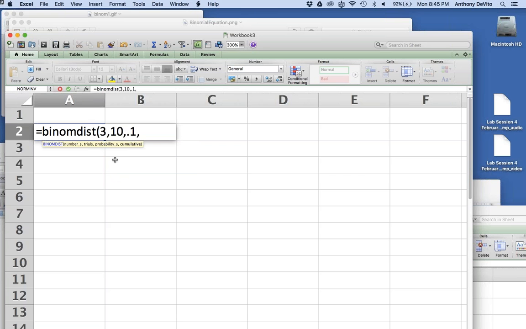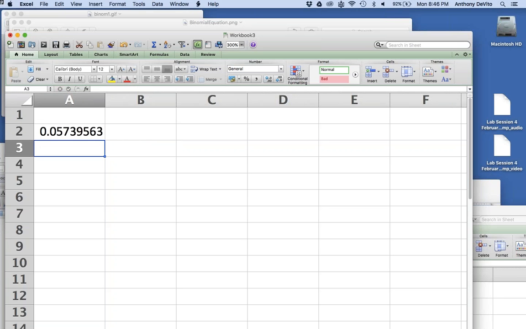Now, true and false here means something. I asked you before, what's the probability of exactly 3 people having diabetes? So I don't want a cumulative. Cumulative is going to give me the probability that 3 people, or 2, or 1, or even none, all added together, all probabilities added together. So I'm going to put in here false. Okay, and I'm going to close the parentheses and hit return. And the probability is less than 6%.